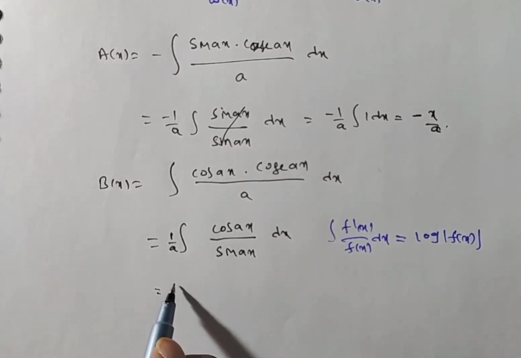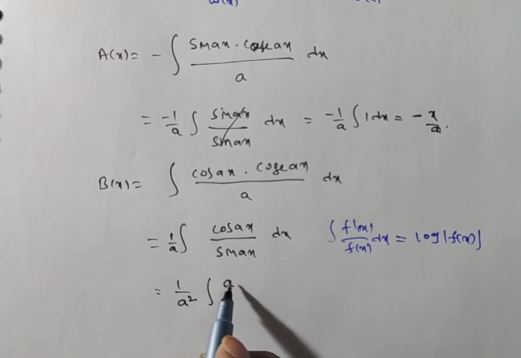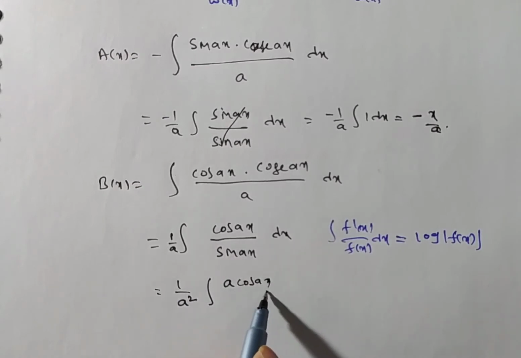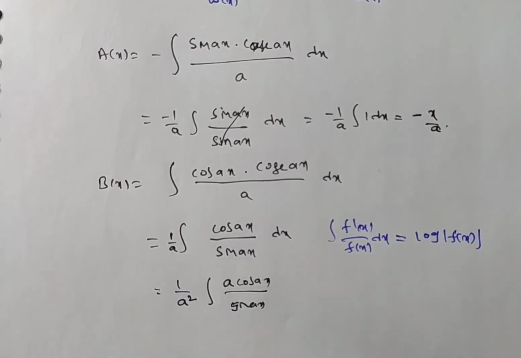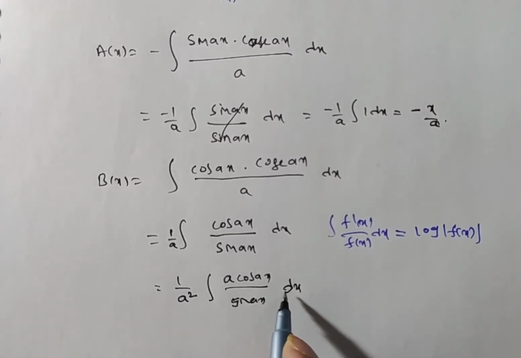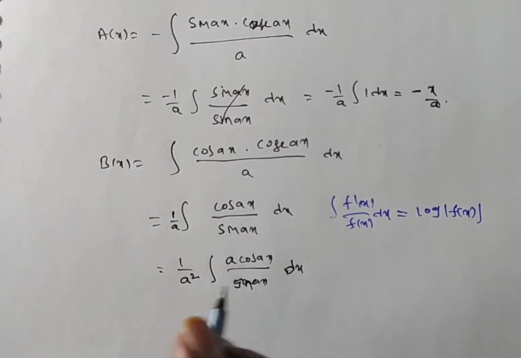How you can write this is multiply with a and divide with a. If I divide, then I will have 1 by a square. Inside, if you write a, a and a get cancelled, you see. If you replace it, then you will have the same answer. You see, a and a getting cancelled, then you are getting the numerator of the above equation. So there is no change. Now this is like a denominator derivative in the numerator.